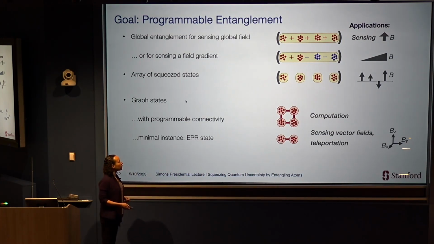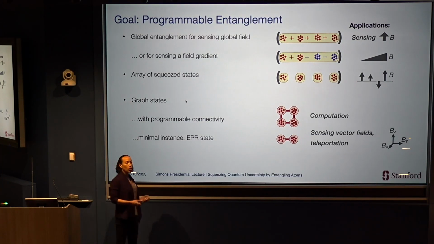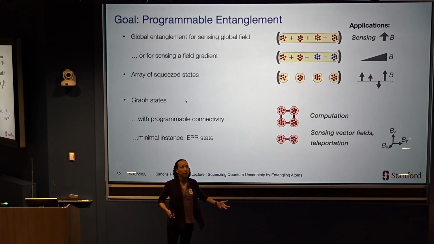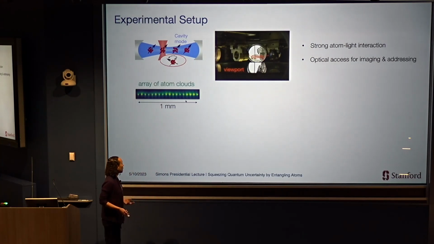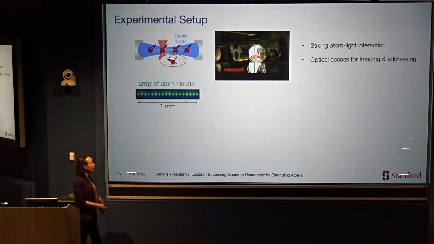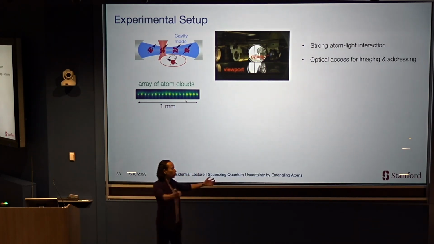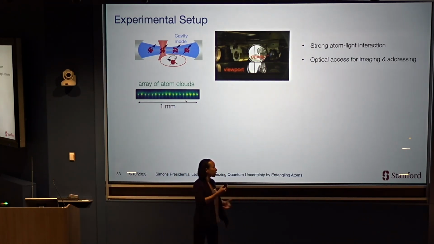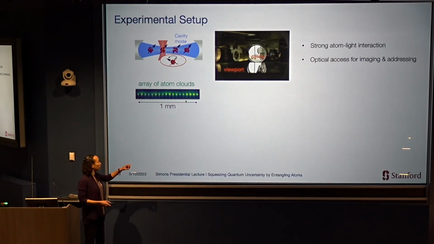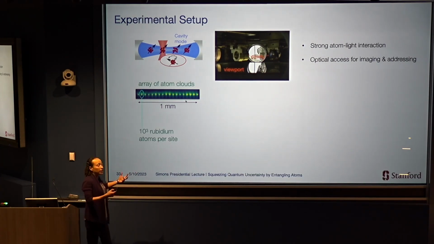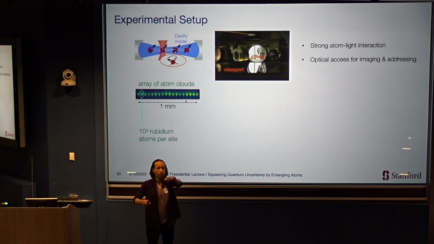Broadly speaking, we'd love to have a system where we can use all the control that we have over light to actually program something about the structure of entanglement between our atoms. The setting where we do this is, similar to what I described before, two mirrors that let light bounce back and forth and convey information between these cold atoms. Between those two mirrors, we have an array of clouds of atoms, where you can picture about 1,000 atoms in each site of this array.